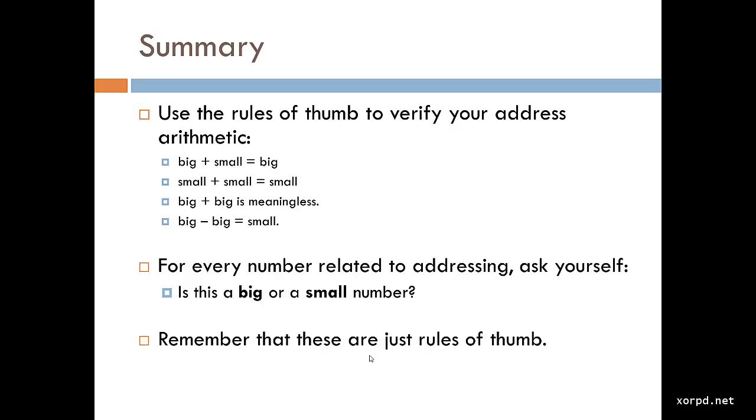A final note, remember that these are just rules of thumb. This is not how you build your programs, but if you are, for example, a bit tired when you read some code, you can always use those rules of thumb to make sure that you understand what you see. You can also use them as a sanity check to look at your code and make sure that you write meaningful things. If you see, for example, that accidentally you add something big with something big, you should expect that something bad is going to happen, because big plus big has no meaning in the realm of addressing.